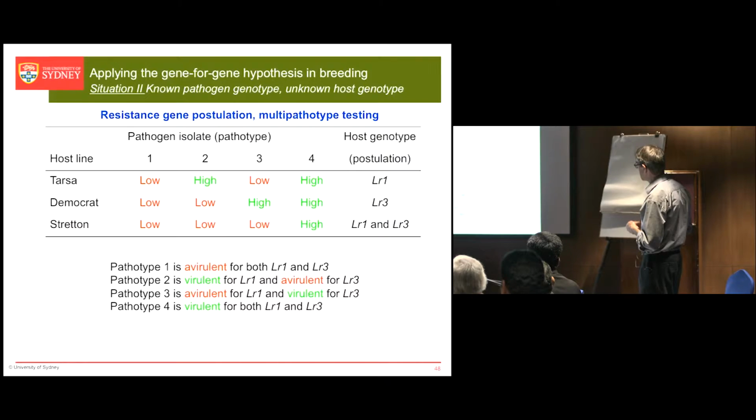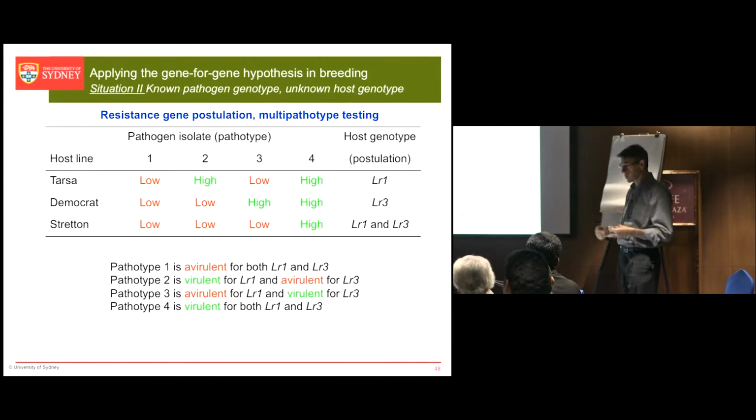Pathotype number 2 is virulent for LR1. We've got a high infection type, avirulent for LR3. Here we are seeing the effect of LR3, that lower infection type of the 2. Pathotype number 3 is avirulent for LR1, virulent for LR3, but here we are seeing the effect of LR1. All right? Pathotype number 4 is virulent for LR1, virulent for LR3, and is of course going to be virulent on both of those genes. So here's our resource.